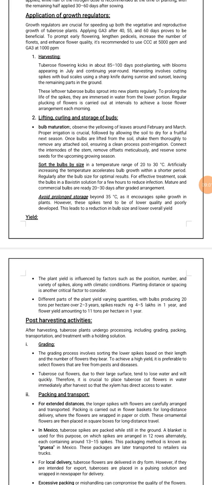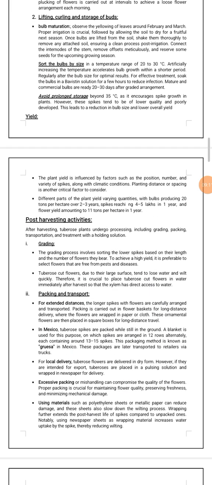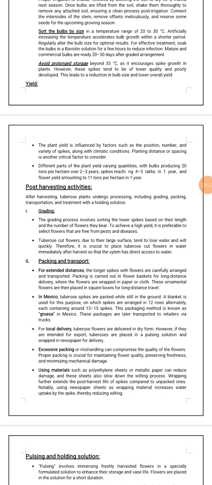85 to 100 days will be taken for the post planting process, and the lifting, curing, and storage of the bulbs. All these terms are introduced in the bulb maturation. Sorting of the bulbs by size: when we sow the bulbs into the soil, we have to be very conscious about the size of the bulbs, because it will determine the size of the next generation.